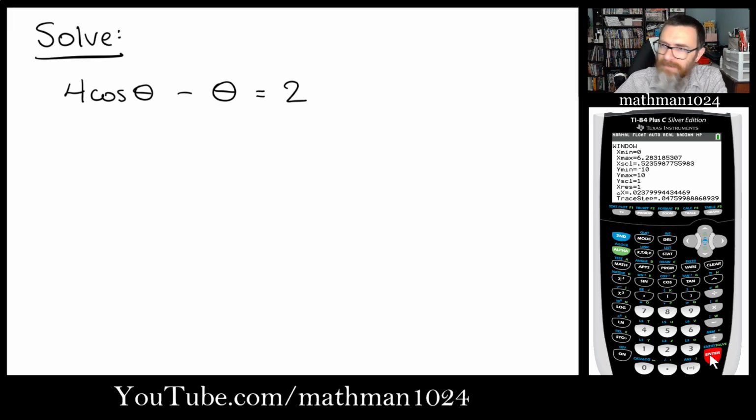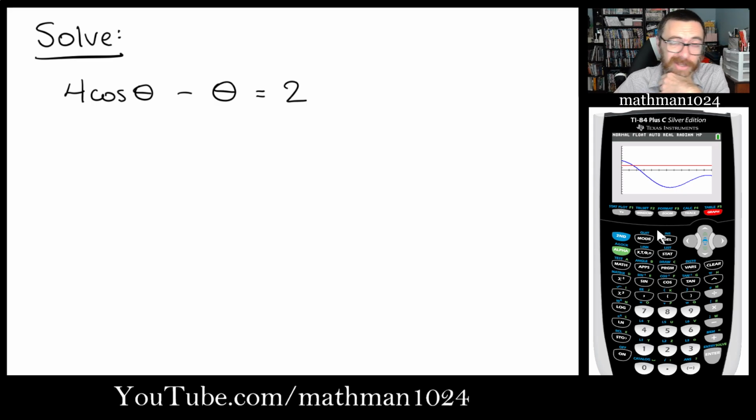The y min, I think I'm going to leave this as, this could be 4. I'm going to leave it at that because I'm not sure exactly what this is going to do. So 4 cosine theta minus theta. That's actually turned out to be a pretty decent window. All right, so it looks like we have just one and only one solution.